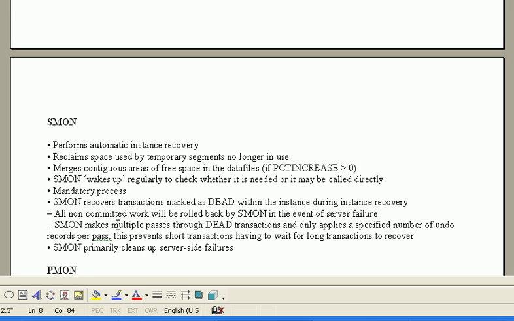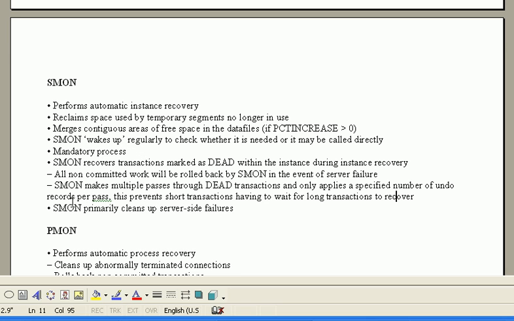SMON makes multiple passes through dead transactions and only applies a specified number of undo records per pass. This prevents short transactions having to wait for long transactions to recover. SMON primarily cleans up server-side failures.